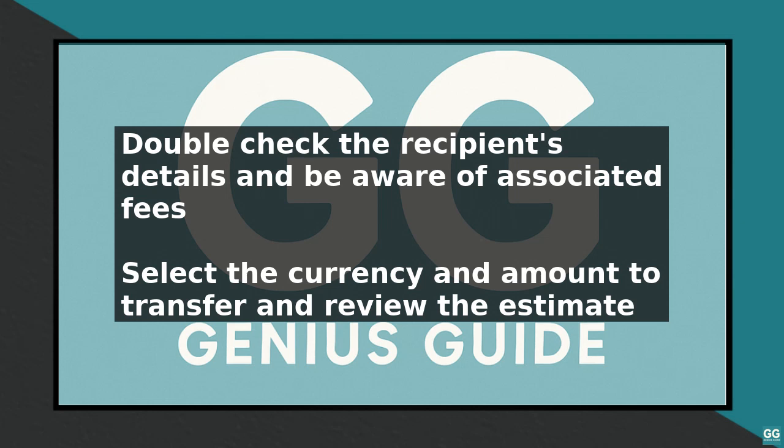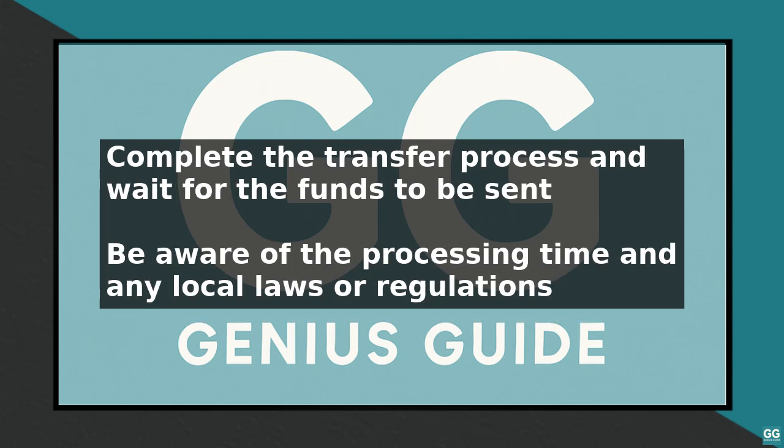It is worth noting that SWIFT transfers can take several days to complete, depending on the banks involved and the location of the recipient. However, Revolut aims to process transfers as quickly as possible, and in some cases, transfers can be completed within 24 hours.